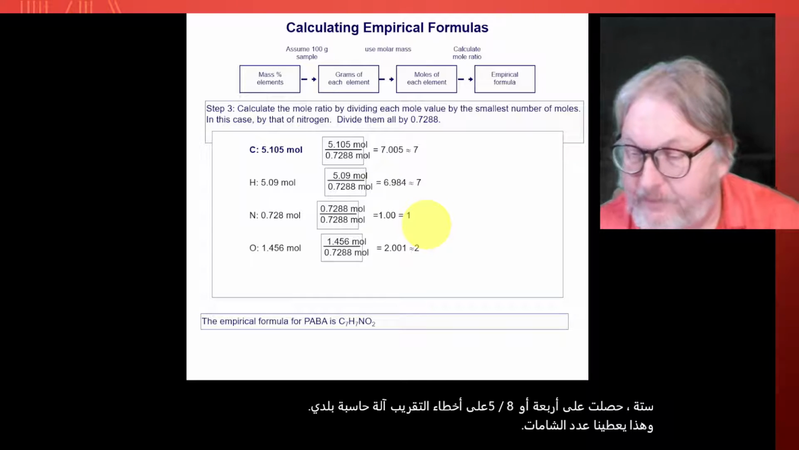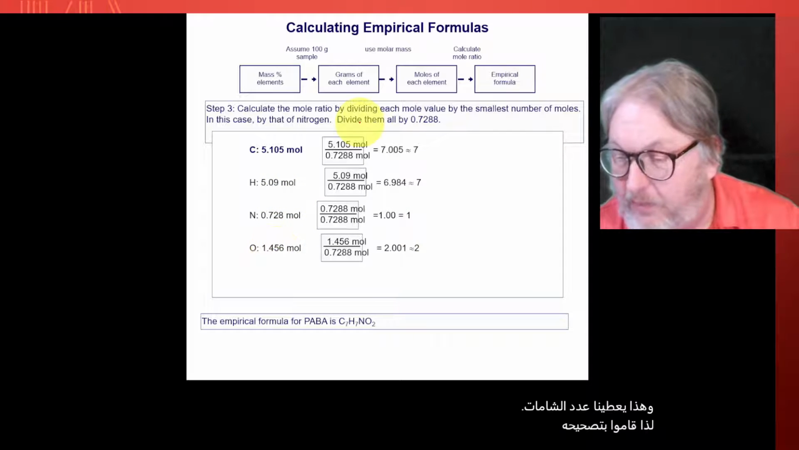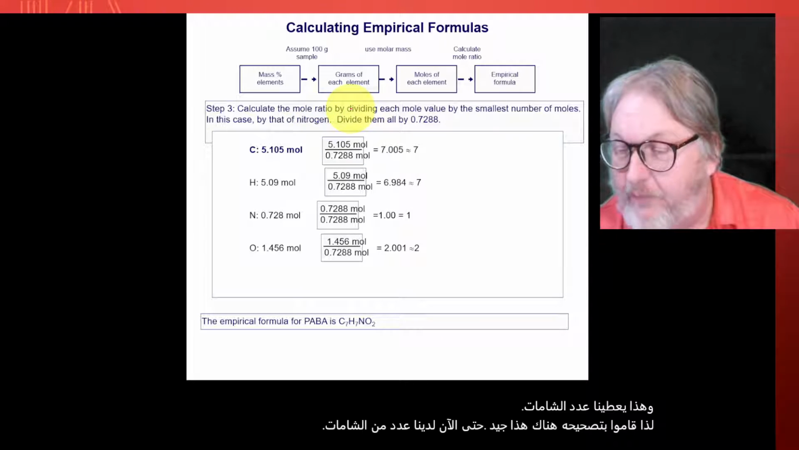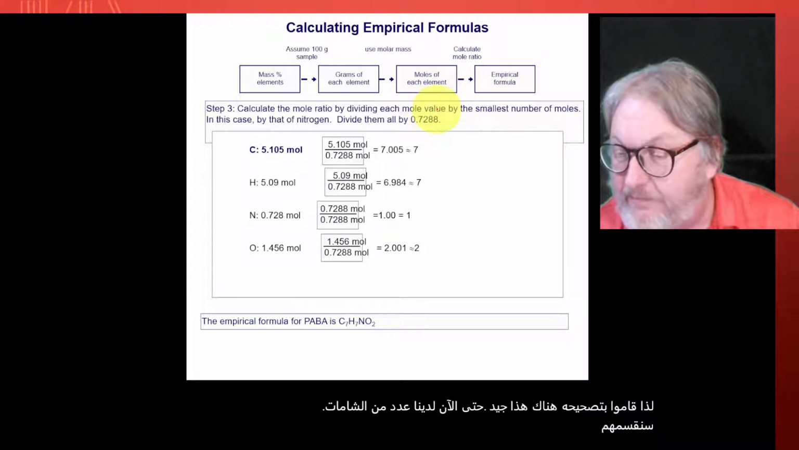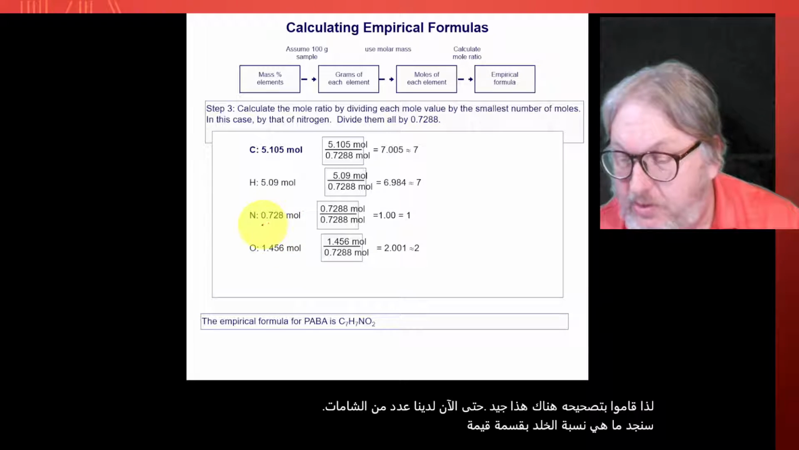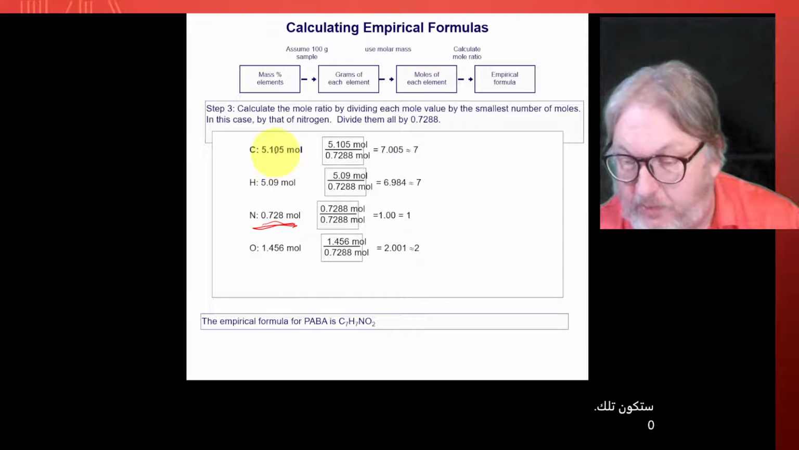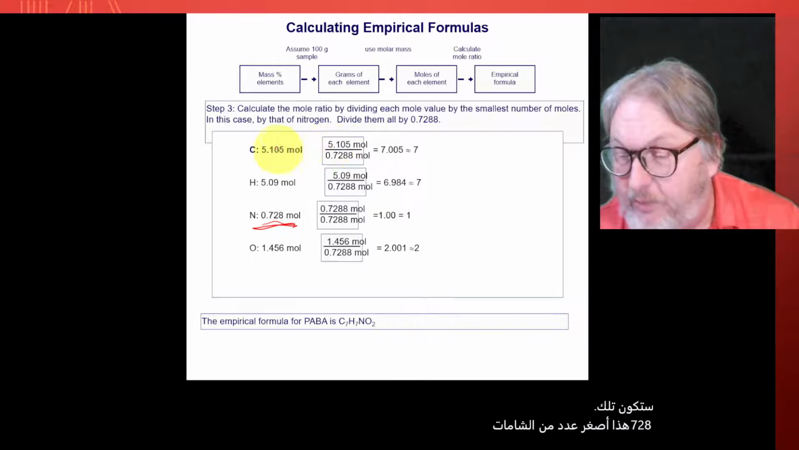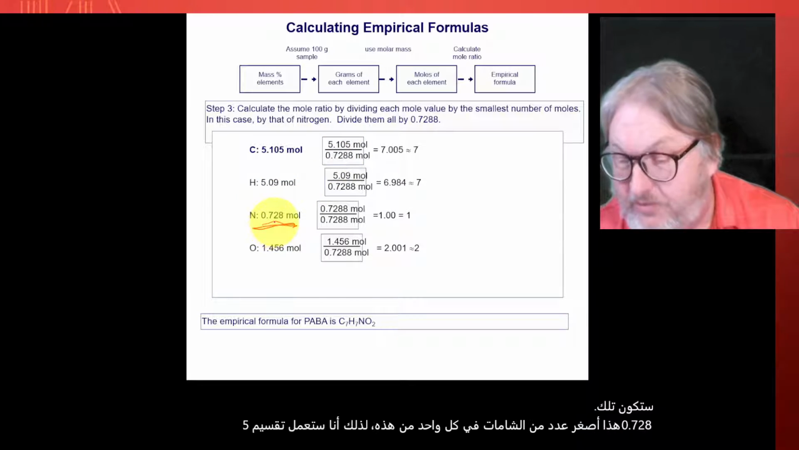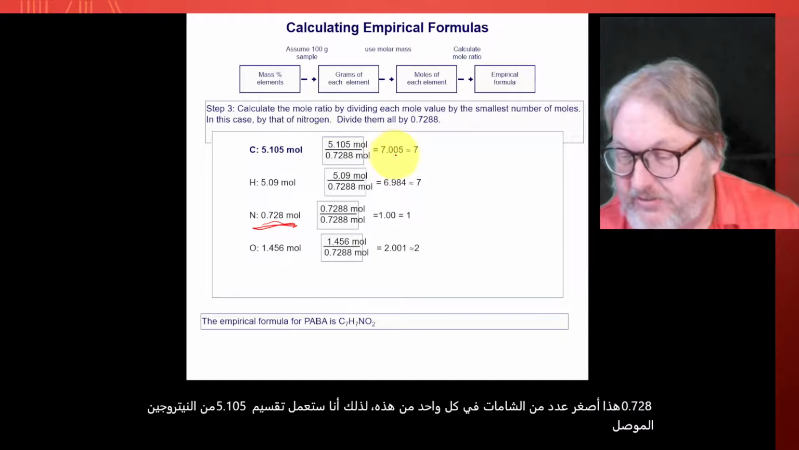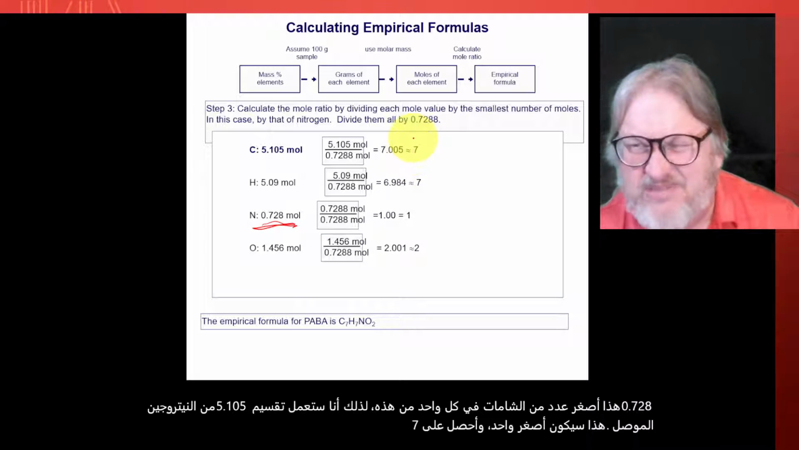That's good. So now that we've got the number of moles, we're going to find what the mole ratio is by dividing the mole value by the one with the smallest number of moles, which would be that one, 0.728. That's the smallest number of moles in every one of these. So I'm going to divide 5.105 by the moles of nitrogen. That's going to be the smallest one. And I get 7.005, so I can say that's 7.